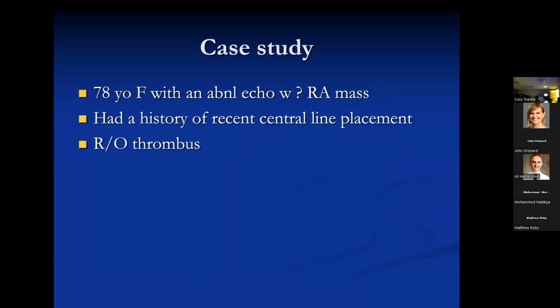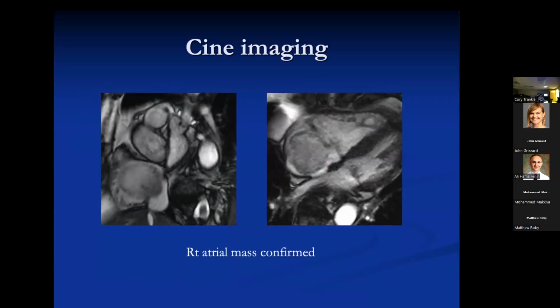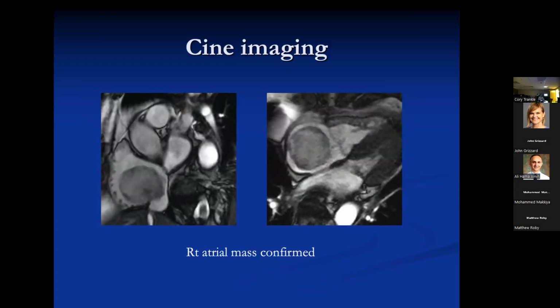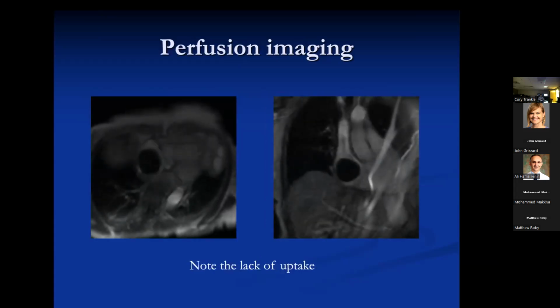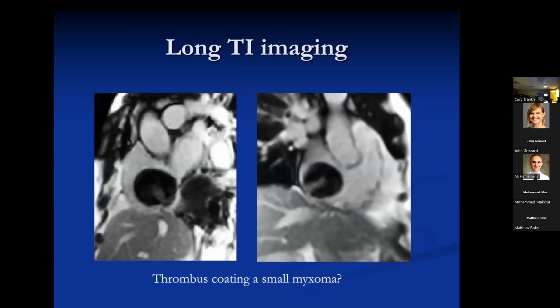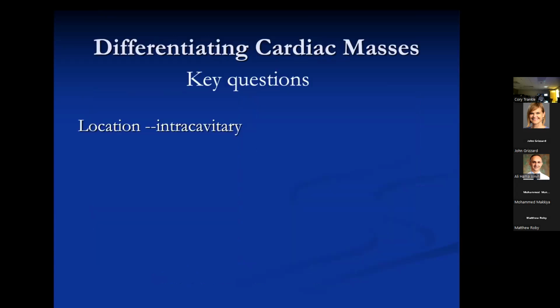Okay, another case study. We have an older lady with an abnormal echo suggesting a right atrial mass, but she had a central line in, and so they were thinking maybe it was a thrombus. And here's her right atrial lesion, and I think you can see it kind of hopping and bopping there above the tricuspid valve. Notice that when we give perfusion imaging, we give contrast, it does not appear to enhance. And it has a little area of enhancement along its inferior margin. To be honest with you, when I read this way back when, I thought, oh, that's a big round thrombus coating a little bitty myxoma, right? But I was wrong. In retrospect, I should have maybe known I was wrong.